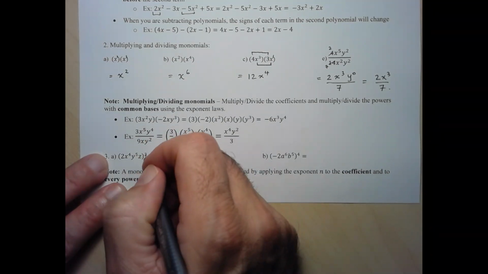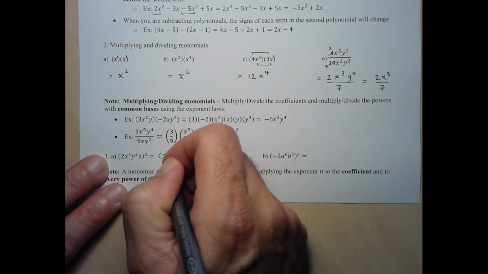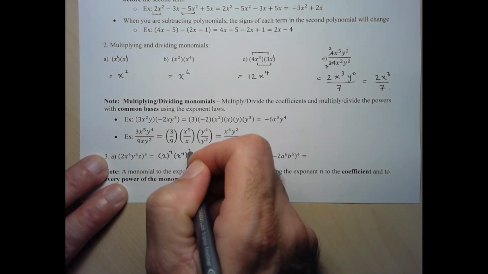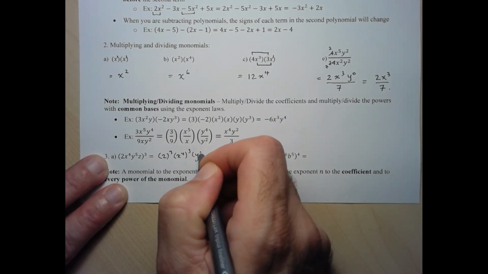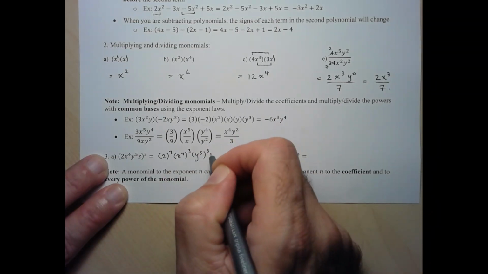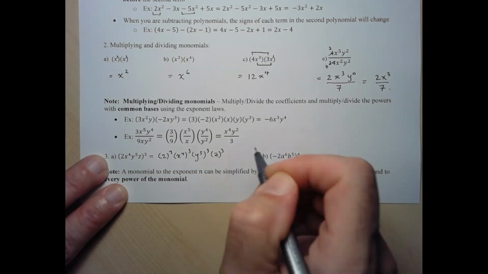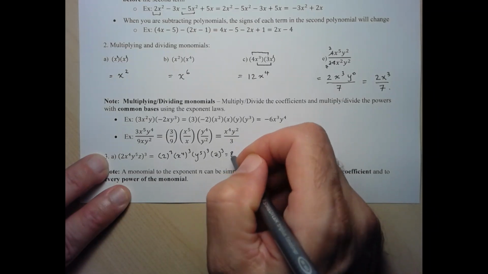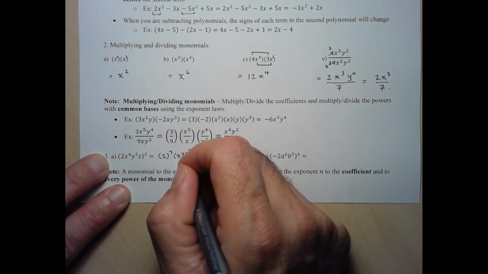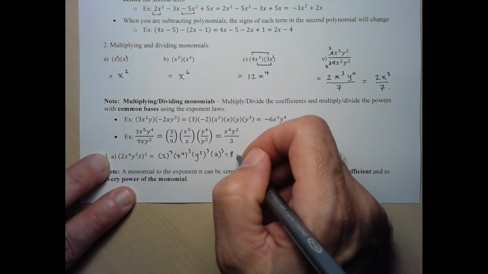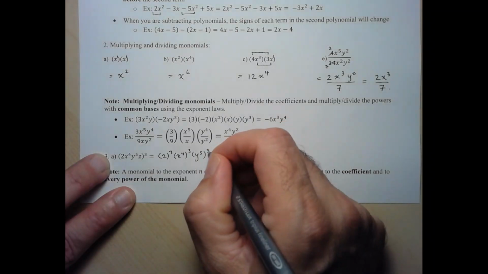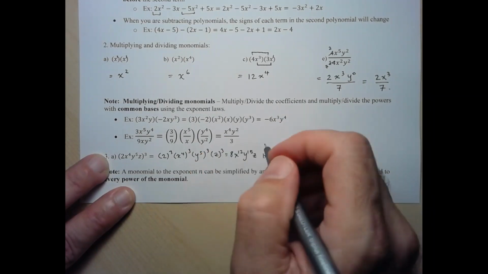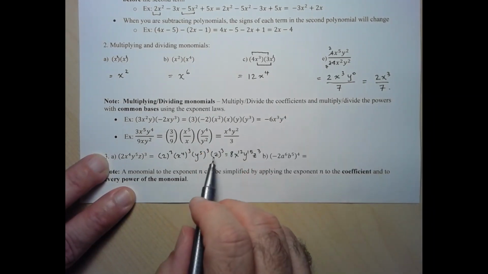So here, the exponent 3 applies to the coefficient 2. It applies to the x to the 4. It applies to the y to the 5. And it applies to the z. Okay, so now simplify this. 2 times 2 times 2 is 8. Here we know that power of a power, we multiply the exponents, so that's going to be x to the 12. Here we multiply, y to the 15, and then finally z to the 3, since the exponent there is 1.